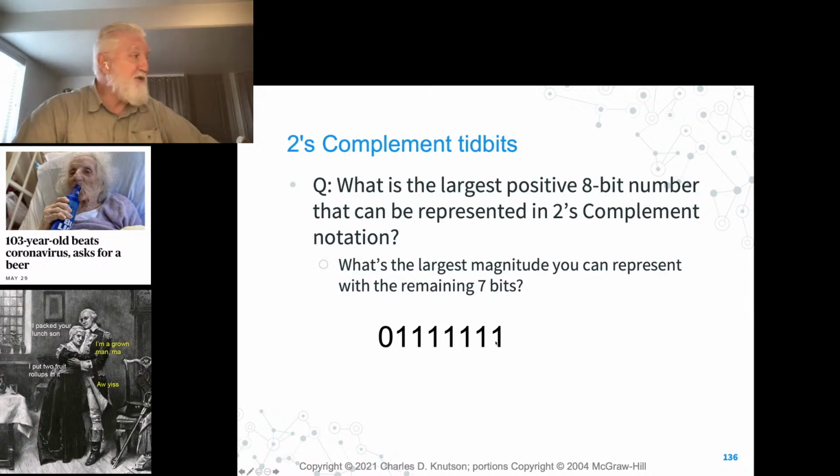Okay? And you just do the math again. 1, 2, 4, 8, 16, 32, 64. This is 127. So it's positive 127. That's the largest positive 8-bit number that you can represent in 2's complement notation. Cha-ching. Okay.